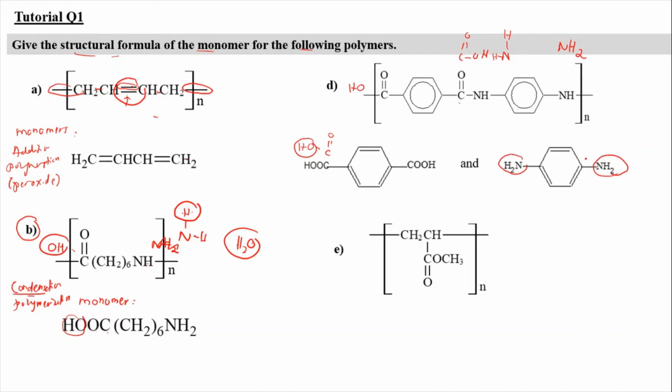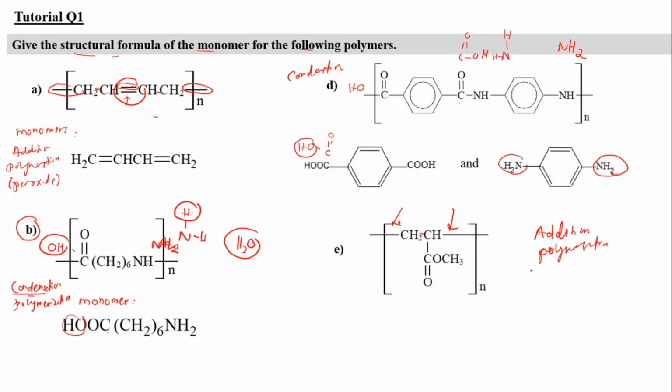Now for the structure of E. The polymer E here, you can see that it's going to have single bond and single bond, and single bond here. So you know that it is an addition polymerization. The above here is condensation.